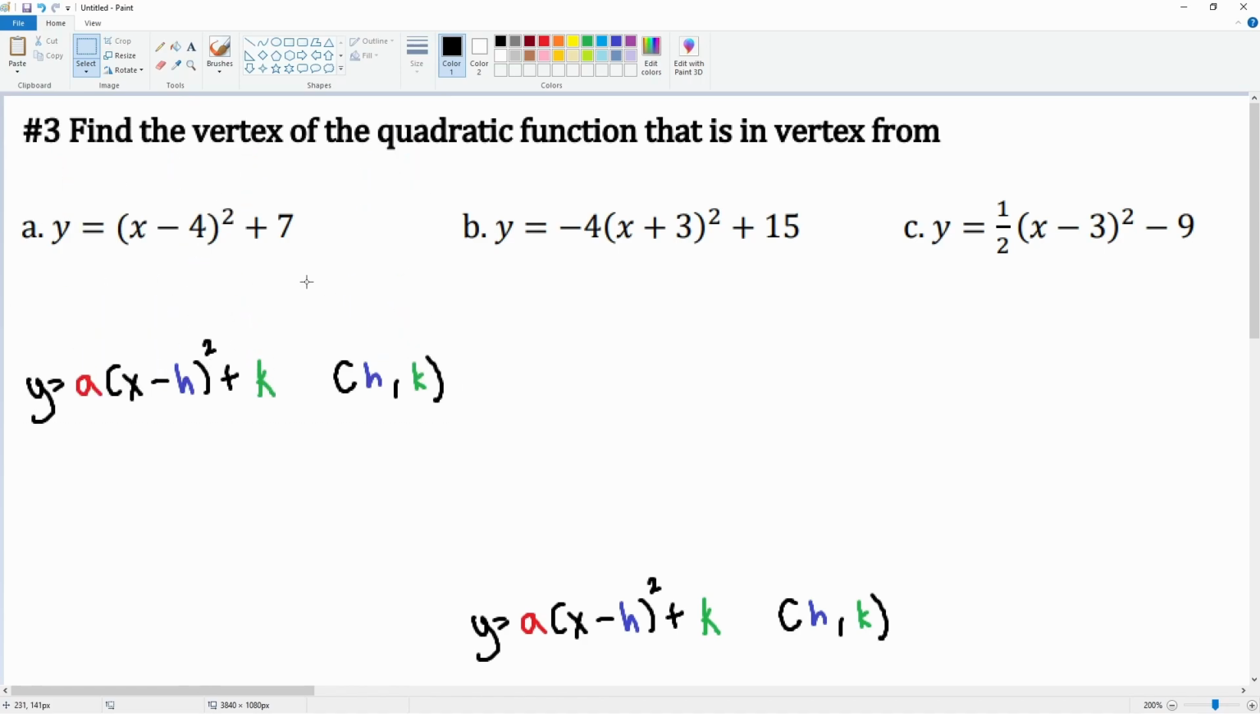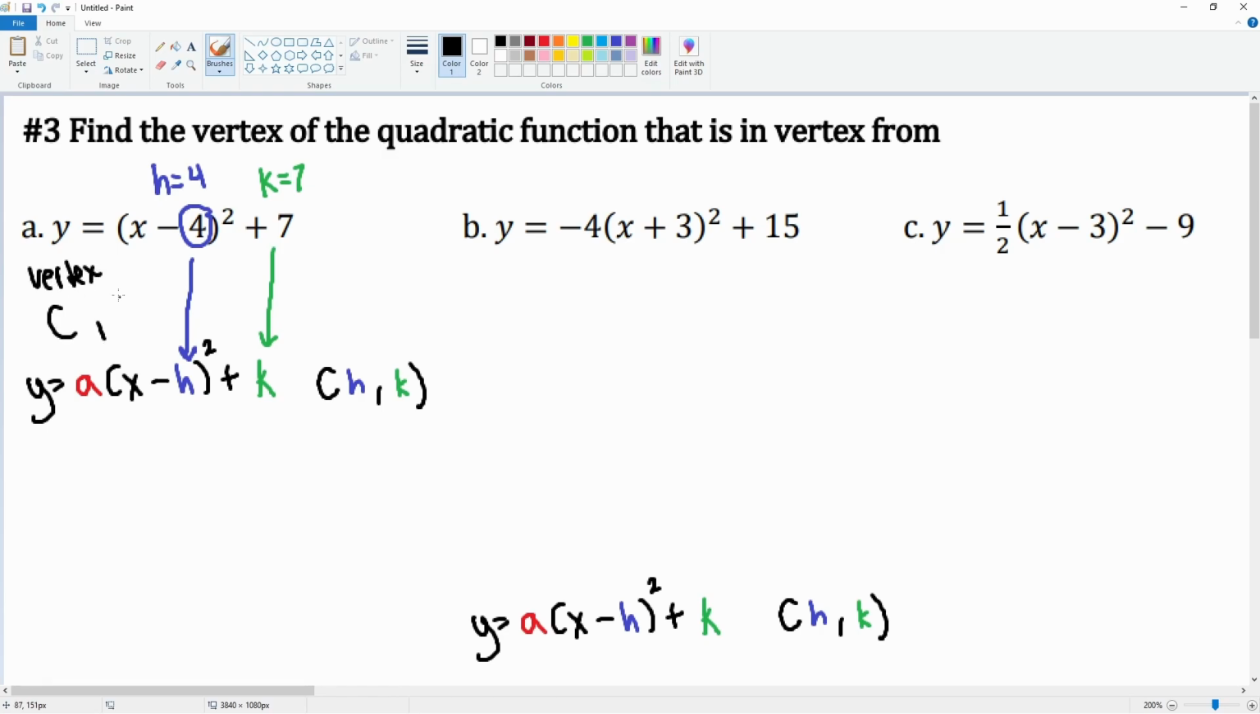Okay, so notice that this right here is the h, right? So we can say h is equal to 4. Then here, that's the k. So k is equal to 7. So in vertex form, it should look something like that. We can say that the vertex here is 4, comma 7. Okay, there you go.